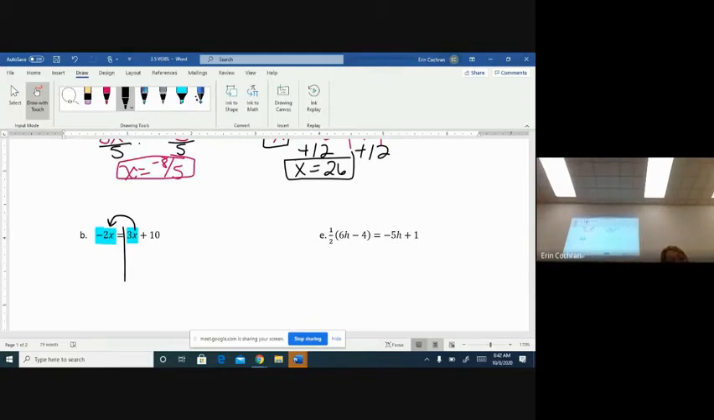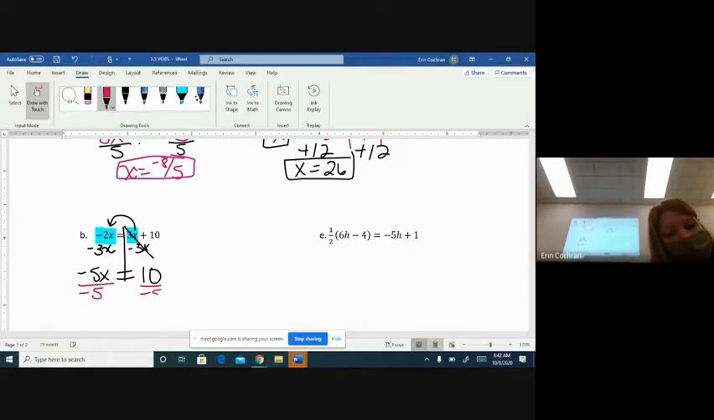Okay. How would I move a positive 3x over? Subtract it. And what's negative 2x minus 3x? Negative 5x. 3x minus 3x is 0, and I'm left with a plus 10. And then how do I get rid of the coefficient of negative 5? Divide by negative 5. So x is negative 2. Don't lose negatives, guys. Okay?